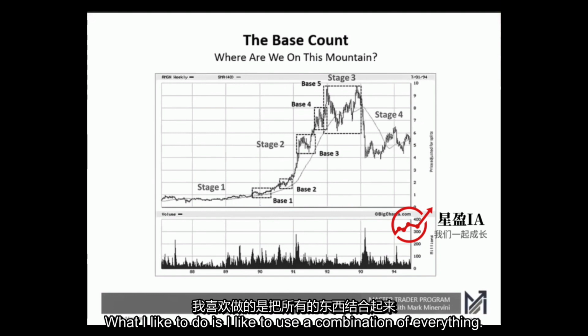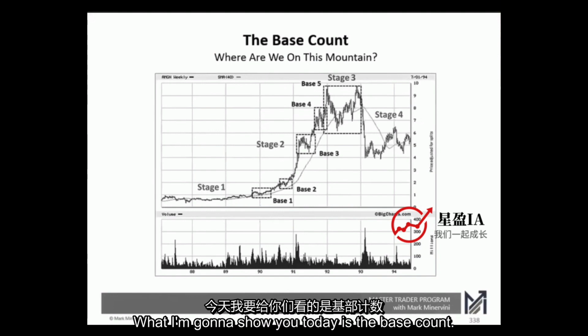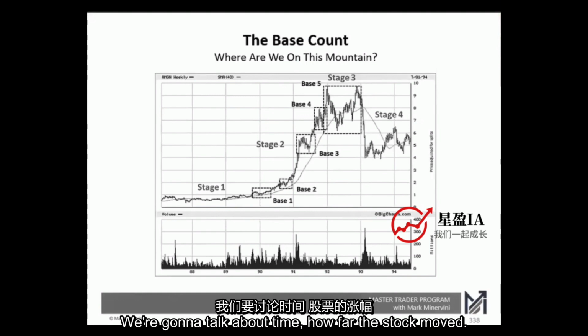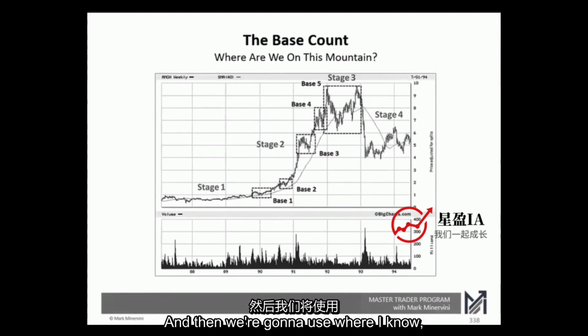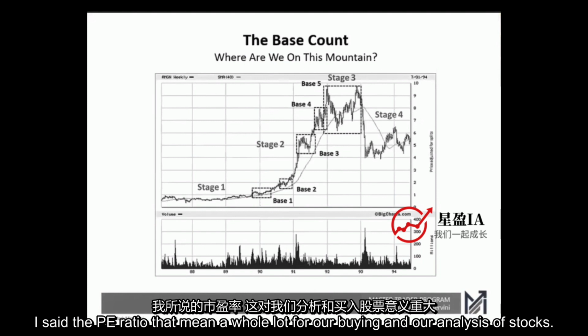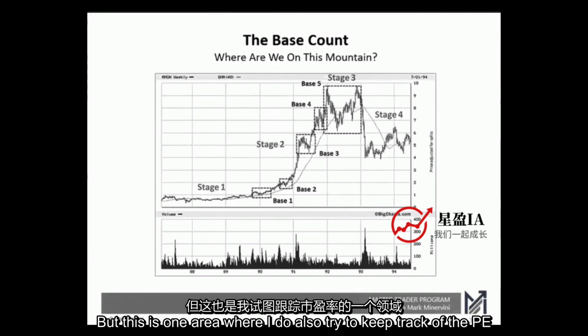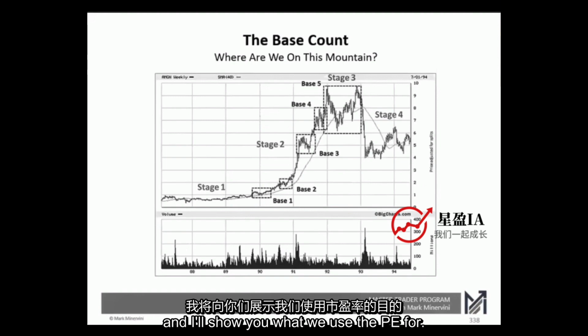What I like to do is use a combination of everything. What I'm going to show you today is the base count. We're going to talk about time, how far the stock moved, and then we're going to use the PE. I said the PE ratio didn't mean a whole lot for our buying and our analysis of stocks, but this is one area where I do also try to keep track of the PE, and I'll show you what we use the PE for.